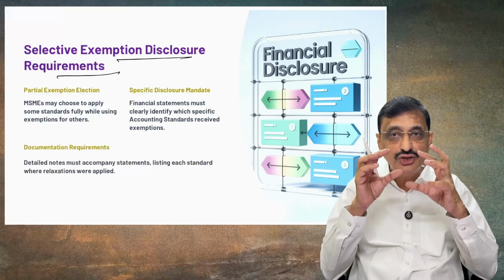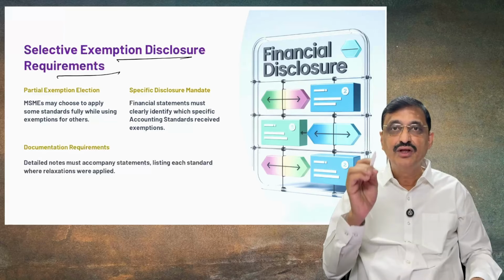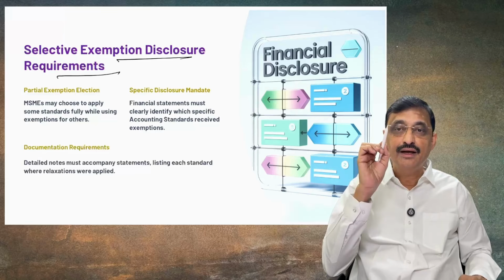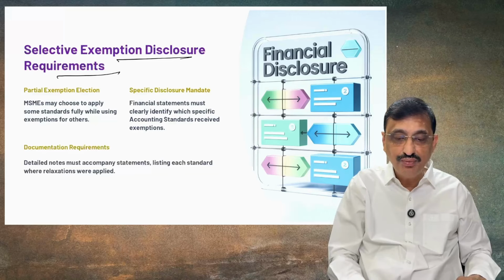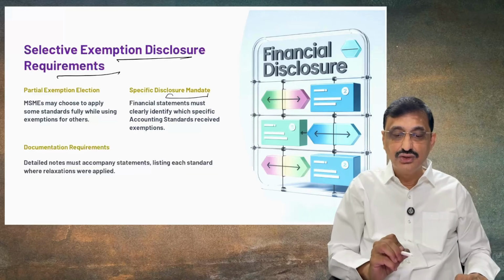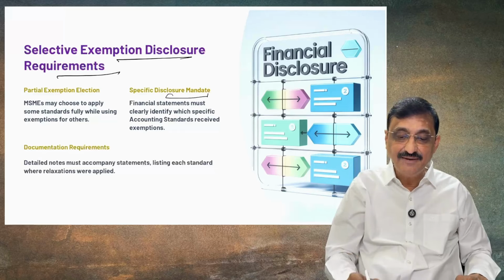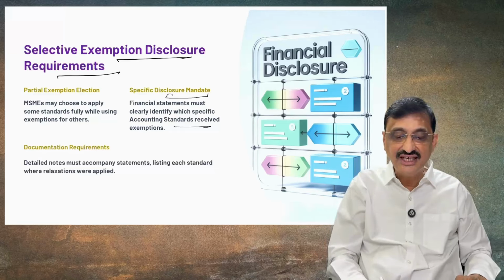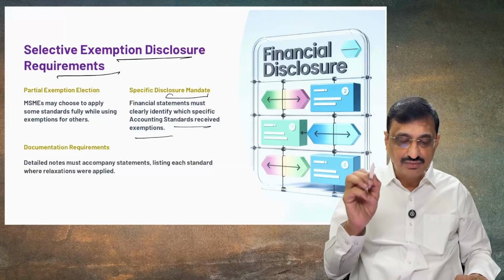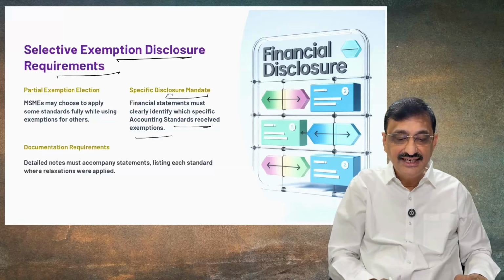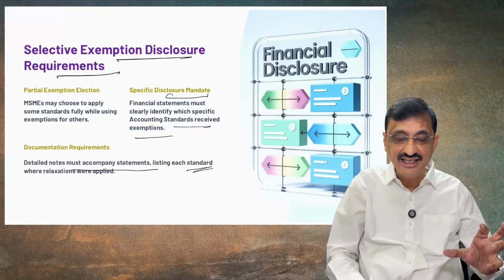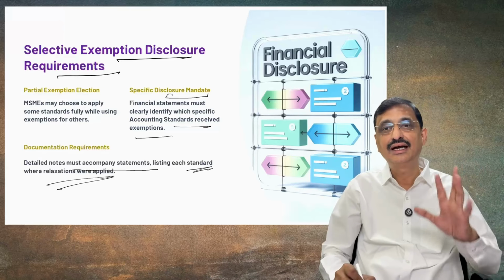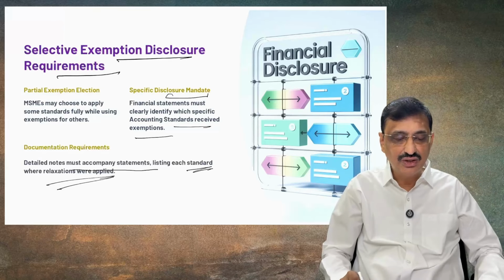So if you are choosing, then what this states is that you have to make disclosures. You should clearly identify which specific accounting standards received exemptions, and also detailed notes must accompany the statements, listing each standard where relaxations were applied and where relaxations were not applied.